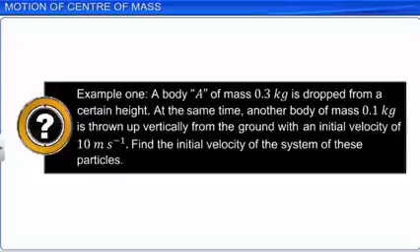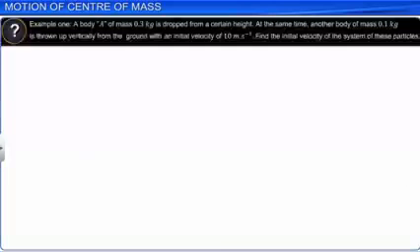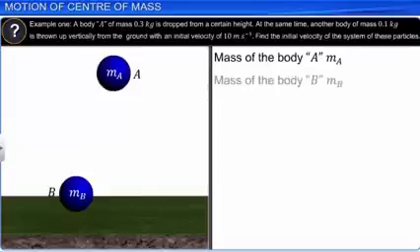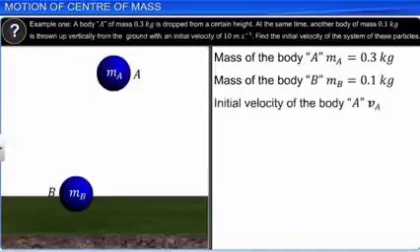For the body A, let the mass be ma, and for the body B, let the mass be mb. Then ma is equal to 0.3 kilogram and mb is equal to 0.1 kilogram. For the body A, initial velocity Va is equal to 0. And for the body B, initial velocity Vb is equal to 10 meters per second.